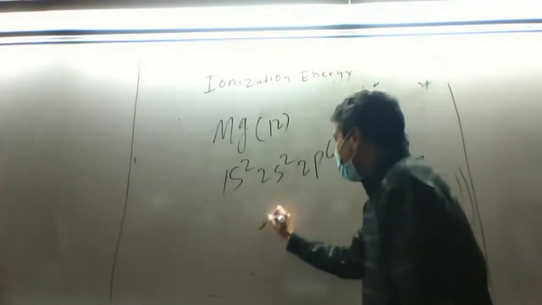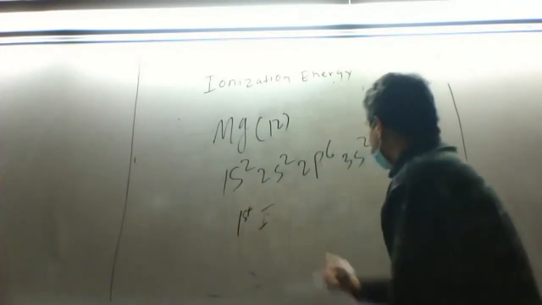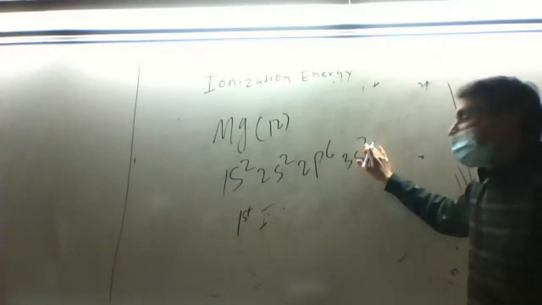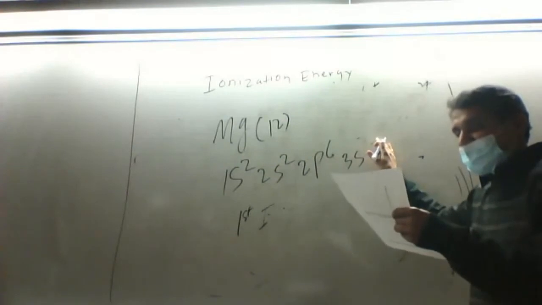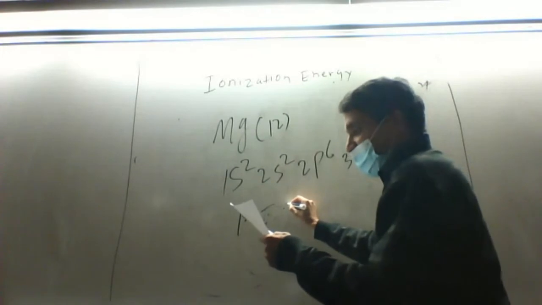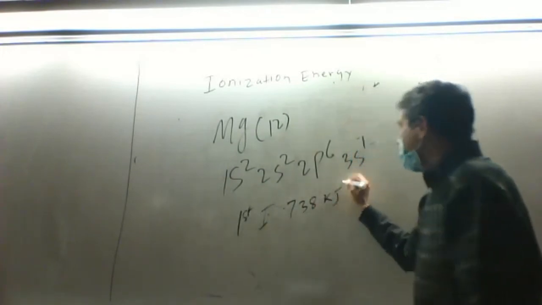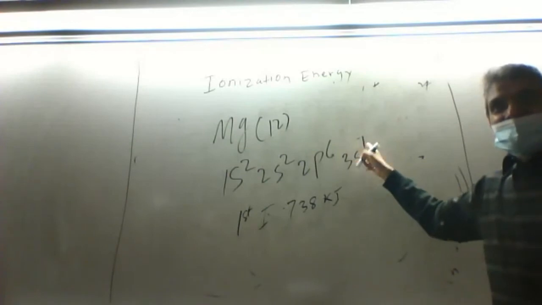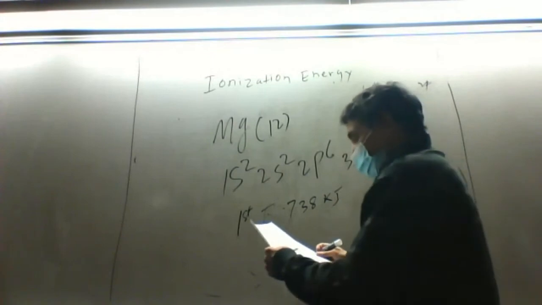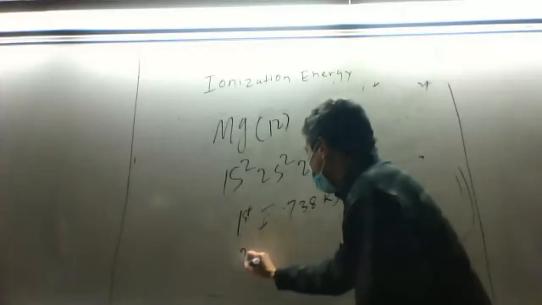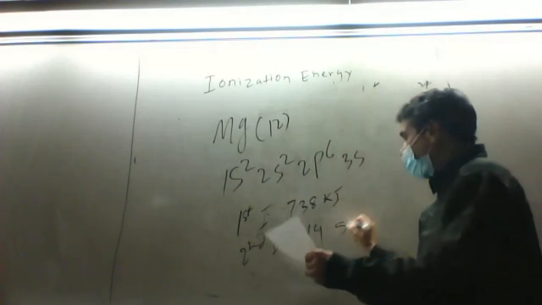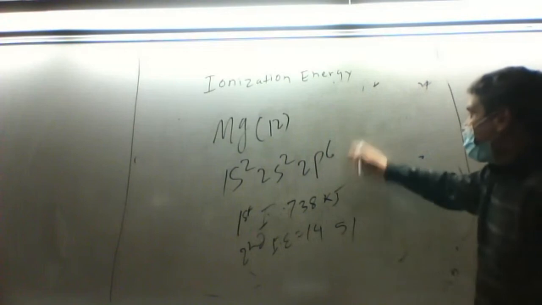Now, the first ionization energy. How much ionization energy do I take to remove one electron? It's pretty easy. So I can remove the first electron pretty easily, and I just remove that one from here, and the first ionization energy is 738 kilojoule. Just to remove the one. I already removed one, right? So if I want to remove this one, I need to give 1451. So that is the second ionization energy, 1451 kilojoule per mole.